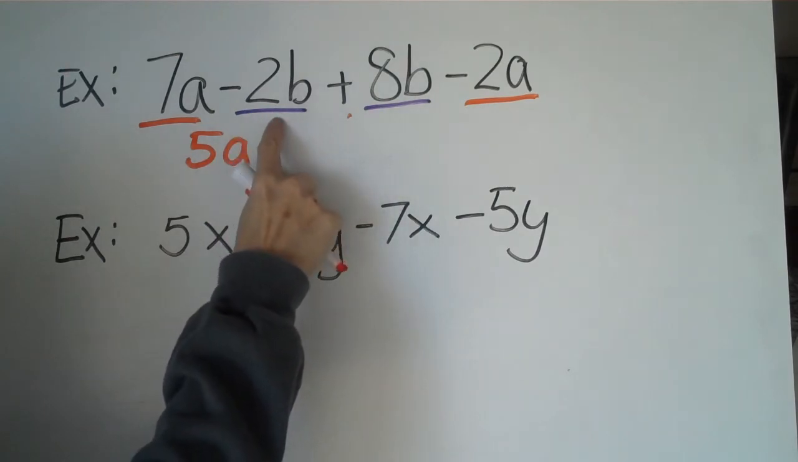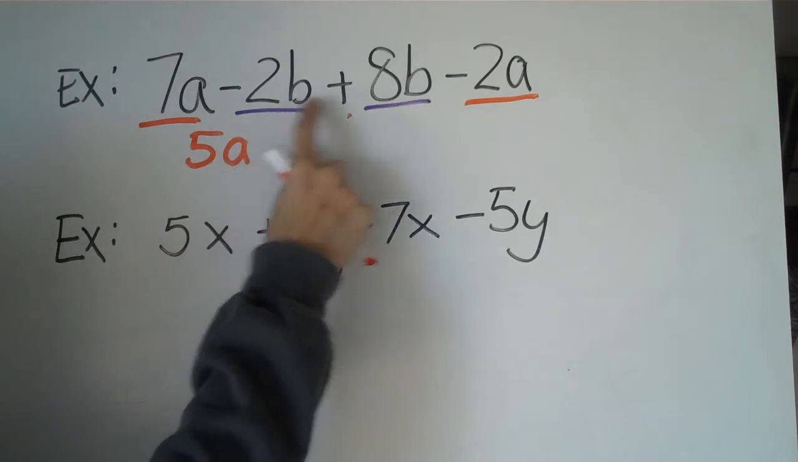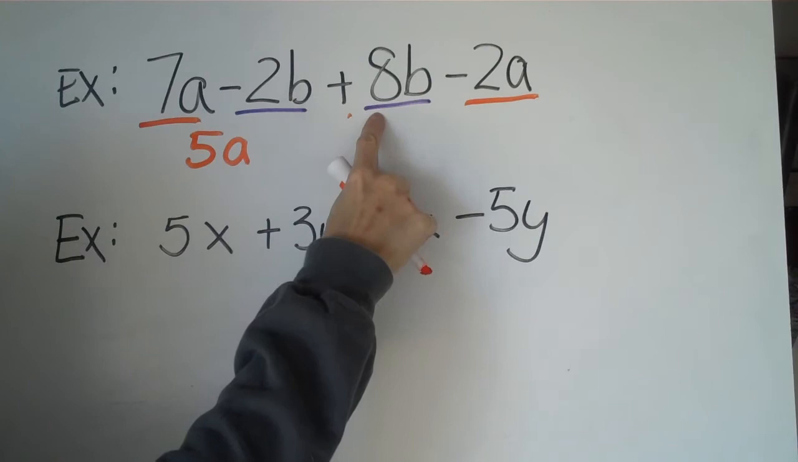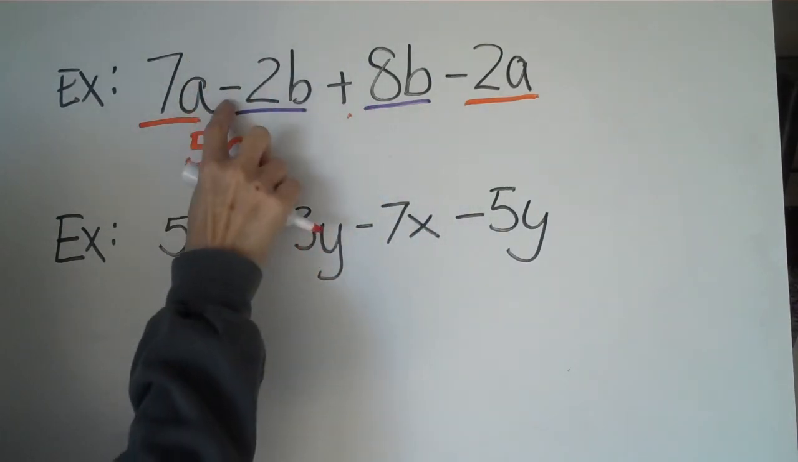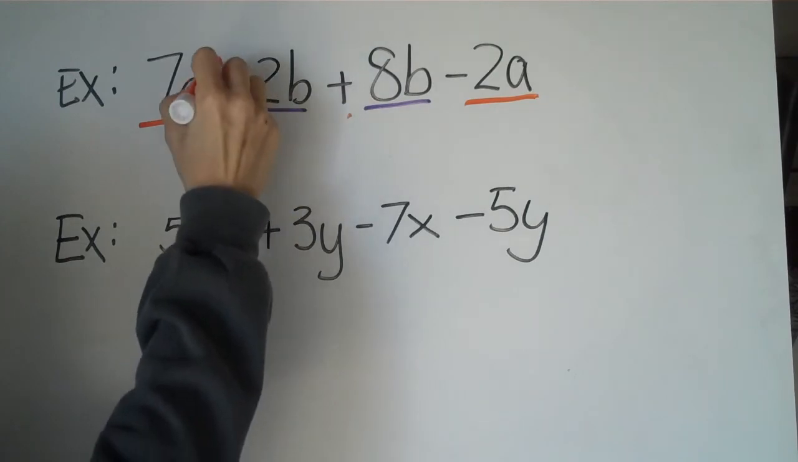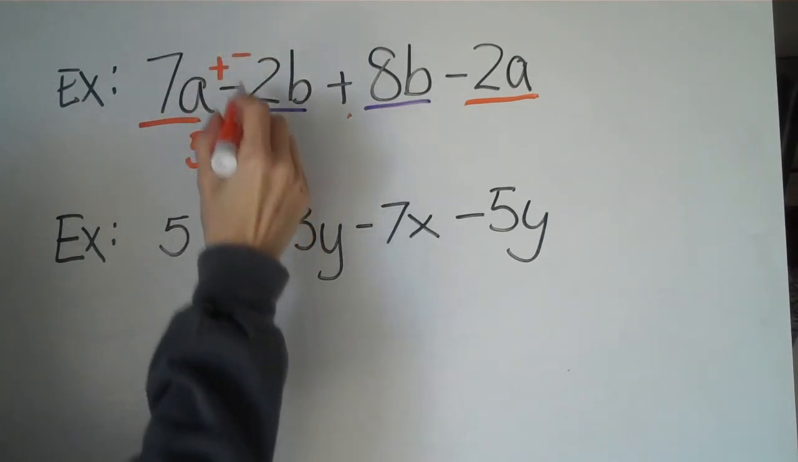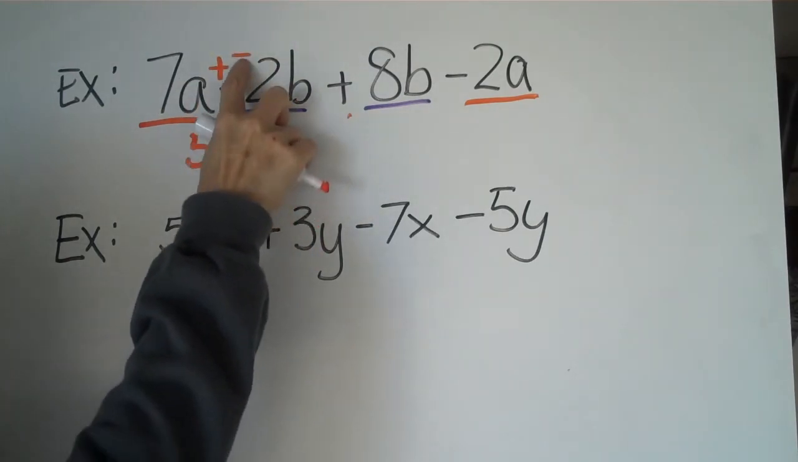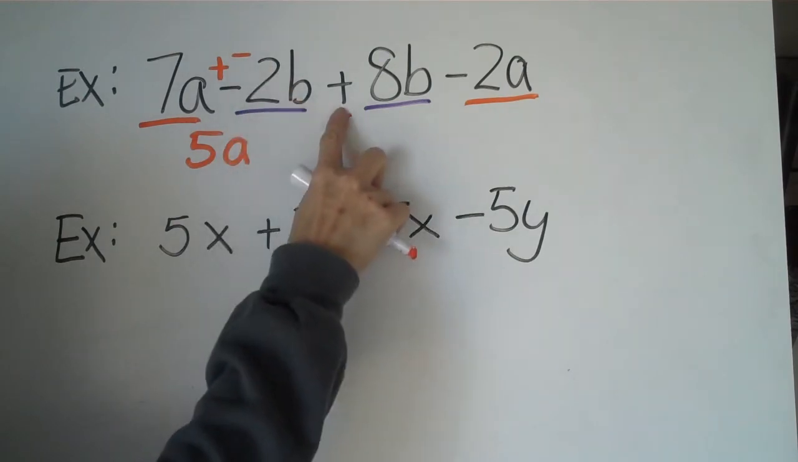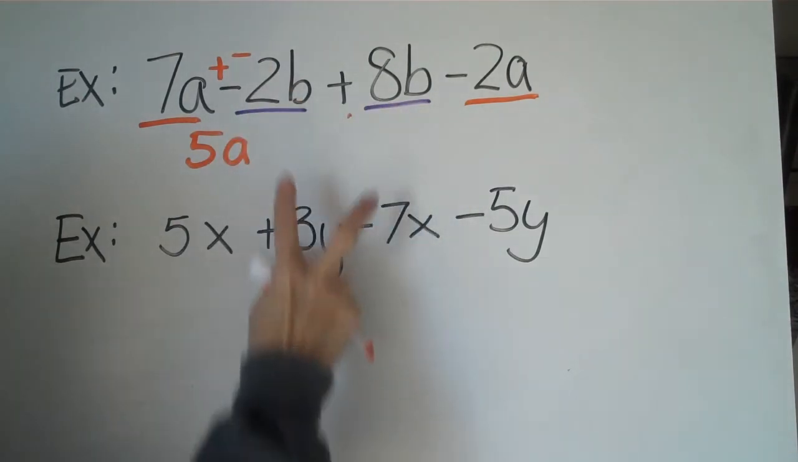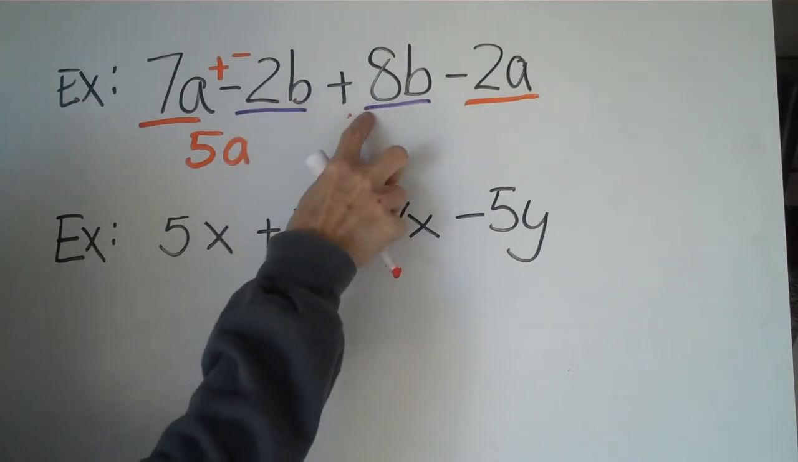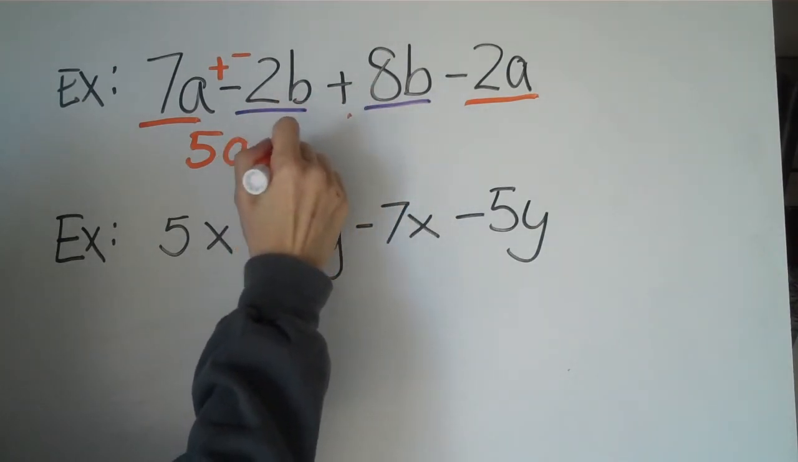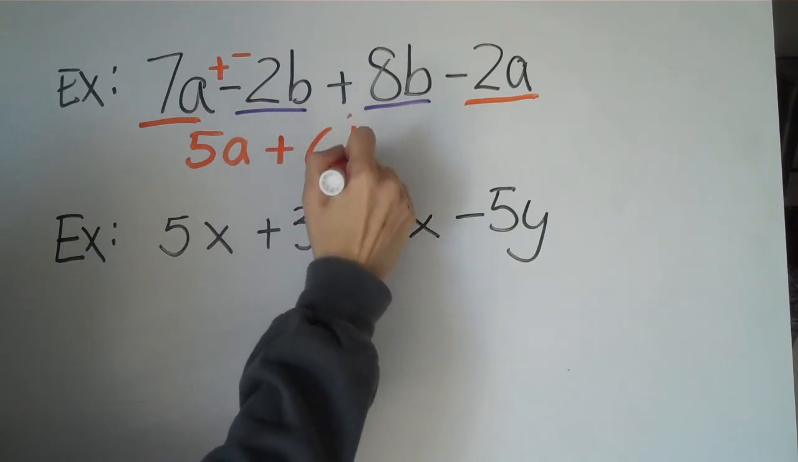And then you have 2b plus 8b. Now I want to bring your attention to something. Whenever you have subtraction, remember you're actually adding a negative, right? So this is actually negative 2b plus 8b. Don't forget that. Negative 2b plus 8b. So a negative 2 plus 8 becomes a positive 6b.